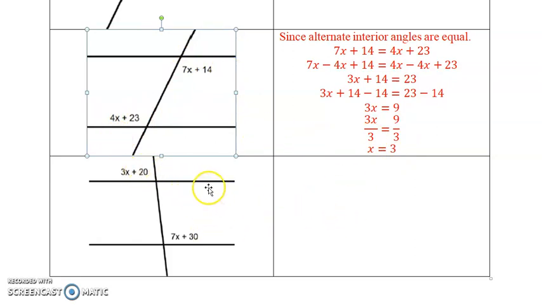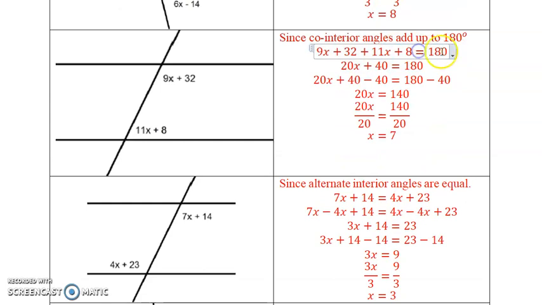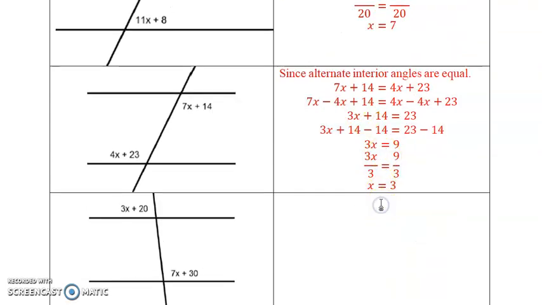In the next one, we know that these two angles here would add up to 180. So these two angles are equal. So therefore, that 3x plus 20 would be equal to 7x plus 30, and that would equal 180. So we clean this up, combine like terms. 7x and 3x is 10x. 20 plus 30 is 50.